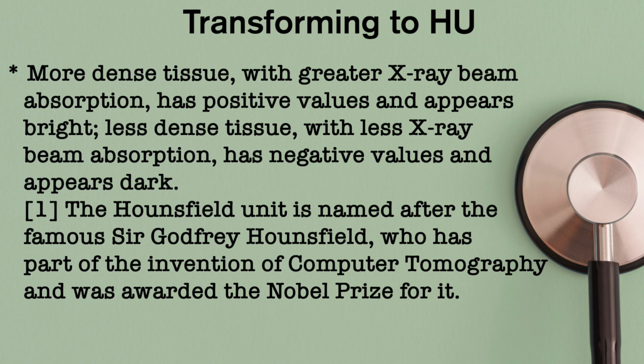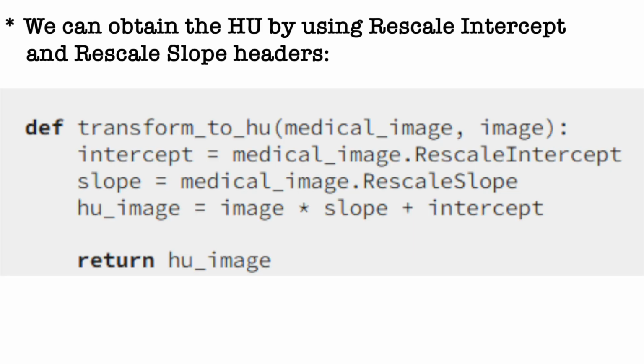The Hounsfield unit is named after the famous Sir Godfrey Hounsfield, who was part of the invention of computed tomography and was awarded the Nobel Prize for it. We can obtain the HU by using the rescale intercept and rescale slope headers. Here we can see the transform HU of the medical image, with the intercept as medical_image.RescaleIntercept and the slope as medical_image.RescaleSlope.